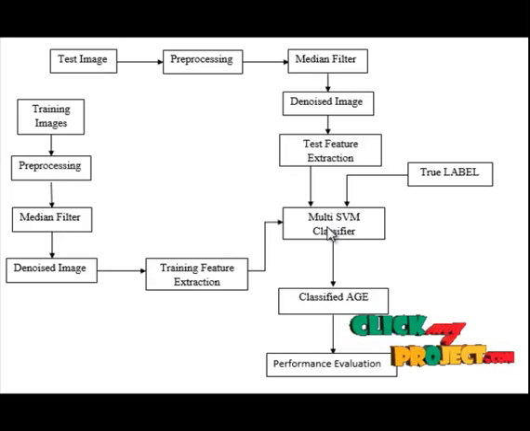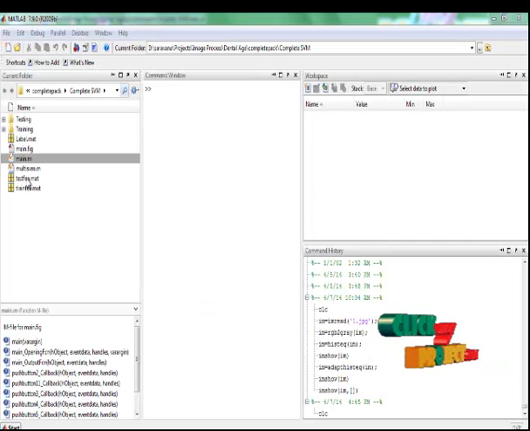To achieve this, we train the multi-SVM by using three parameters, namely true label, training features, and test feature. By learning, the multi-SVM classifies the age of the input image. In performance evaluation, we calculate the performance measures of the classifier like sensitivity, specificity, and accuracy. The simulation results show that our multi-SVM classifier outperforms other classifiers.